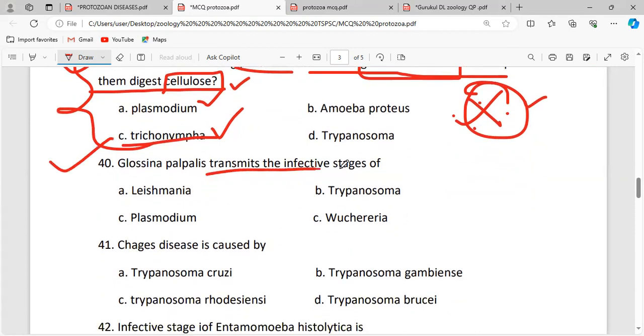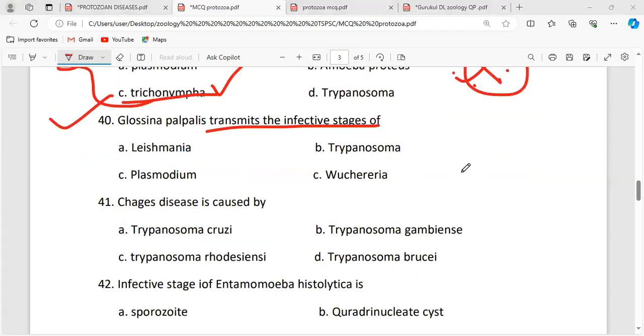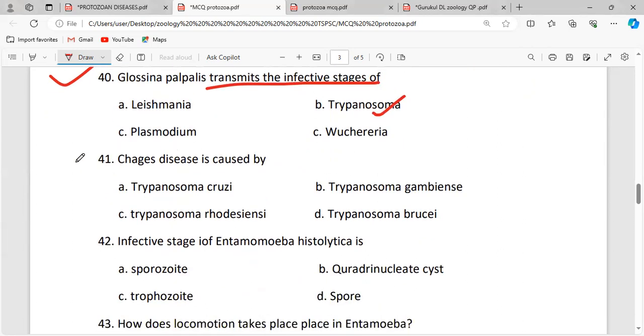Glossina palpalis transmits the infective stage of... Glossina palpalis is the tsetse fly. The biological name of the tsetse fly is Glossina palpalis. It helps transmit the infective stage of... The tsetse fly is the carrier of which disease? Very good. Trypanosoma gambiense. Clear? Fine. Next.